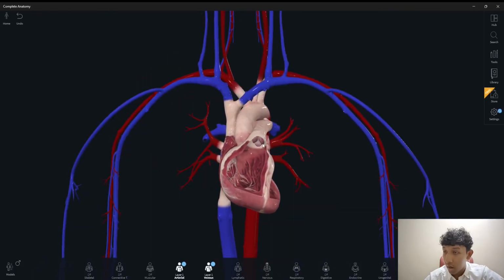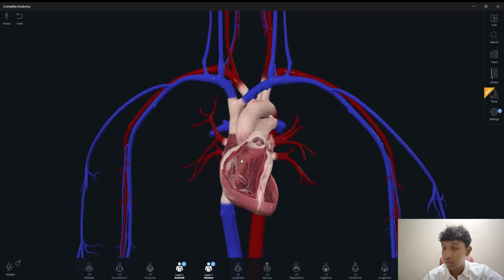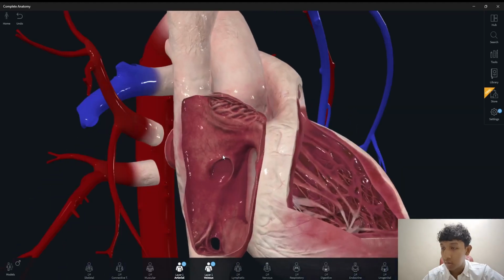Did you know that the heart actually matches our fist? The size of the heart is the same size as our fist. It's actually kind of cool.